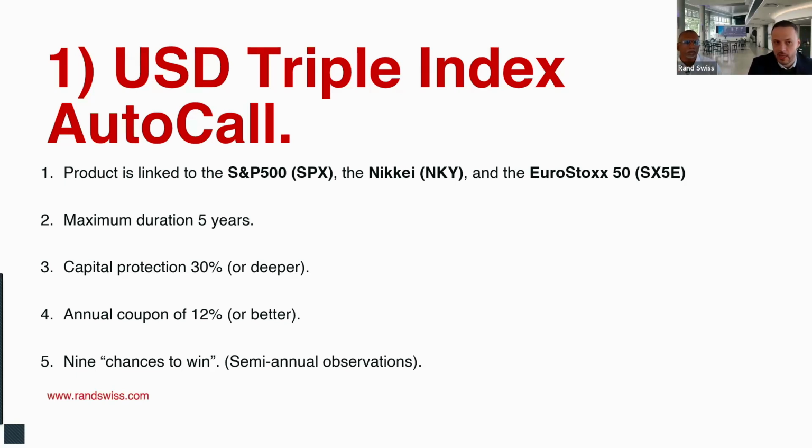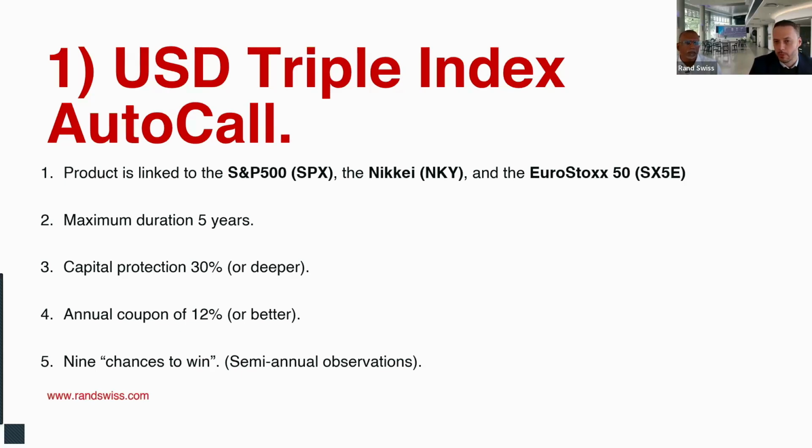How should we think about these? Essentially, the way that a triple index autocall works is you invest in these indices. You've got your 30% capital protection, and there are these observations. We've delayed the observation for 1 year, and then there are semi-annual observations of where those indices are for the next 4 years after. So essentially, the way that you should think about it is you have 9 chances to win on this product, and it's the 9 observations that we're going to look at.